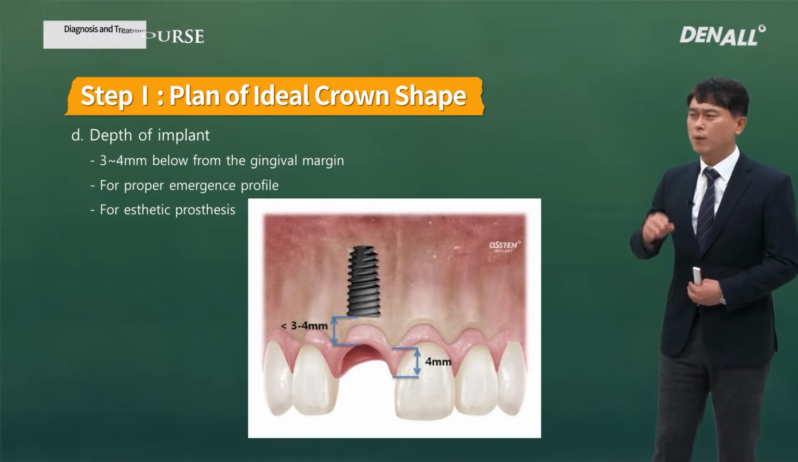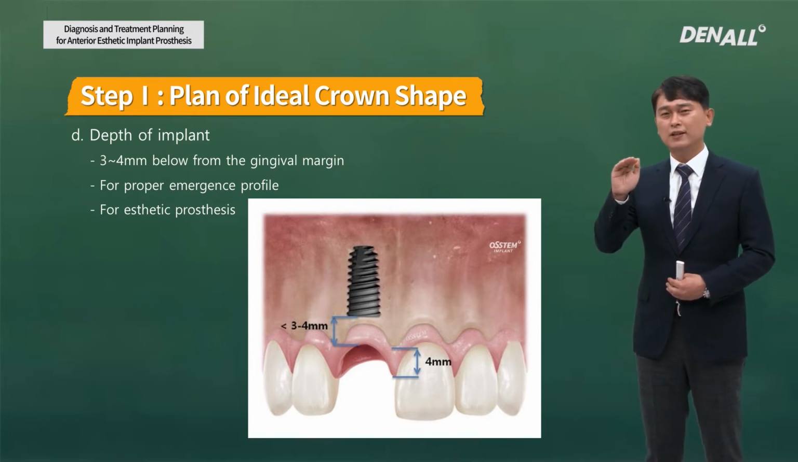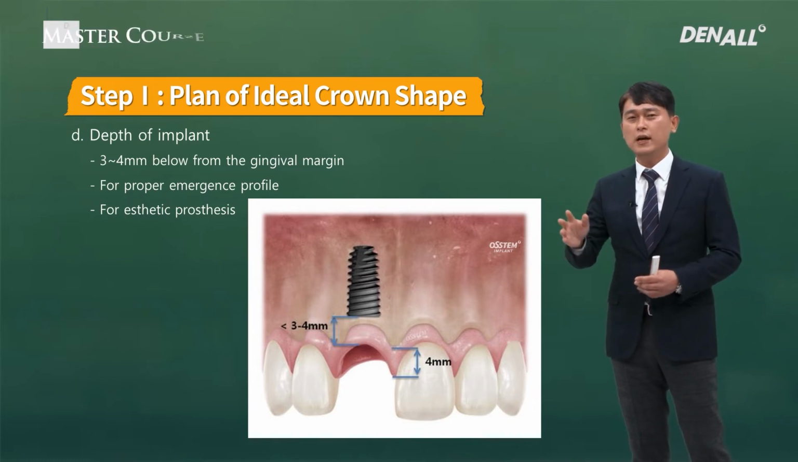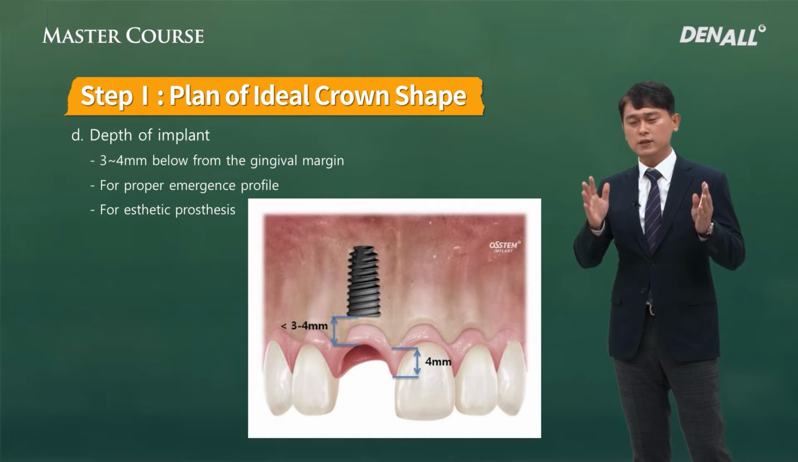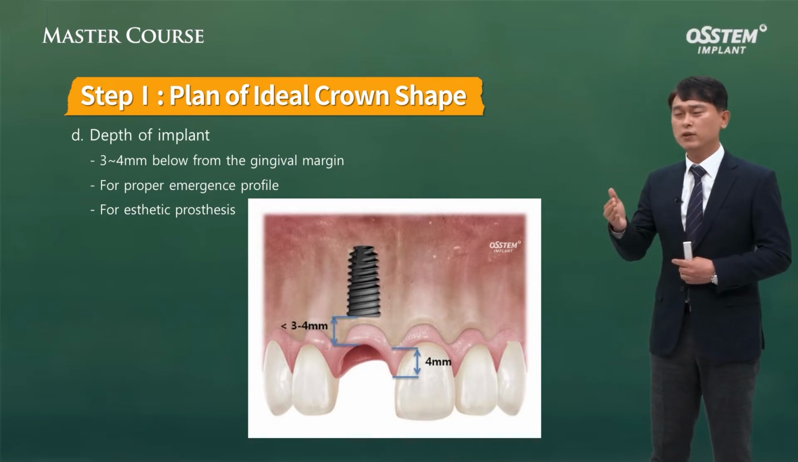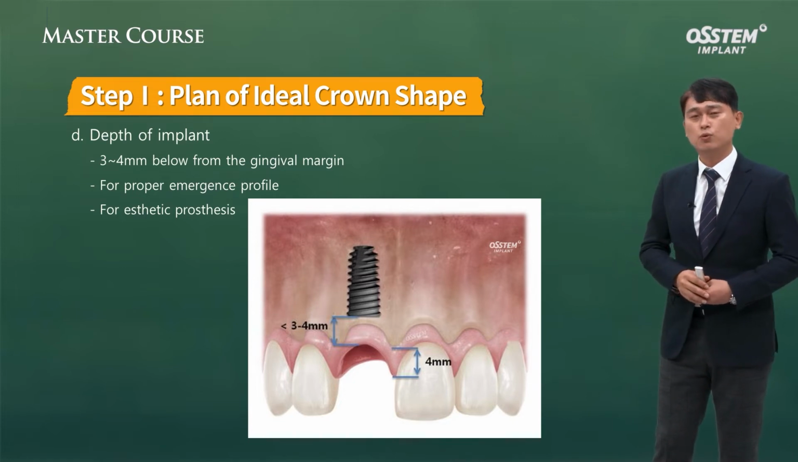We need to check the buccal bone. The implant needs to be deeper than the buccal bone. If the buccal bone is resorbed, these numbers are meaningless. What I'm talking about is a very sound extraction socket, if you have done extraction very nicely, and if the buccal bone is intact. In this case, you need to make placement 3 to 4 millimeters.